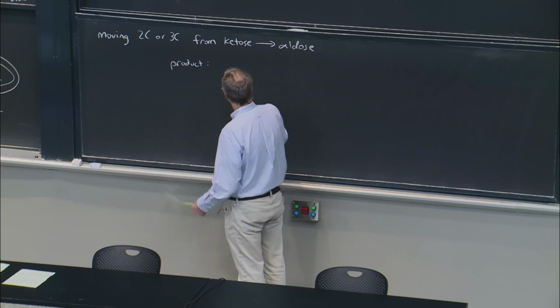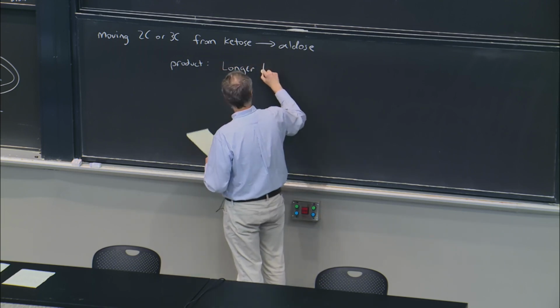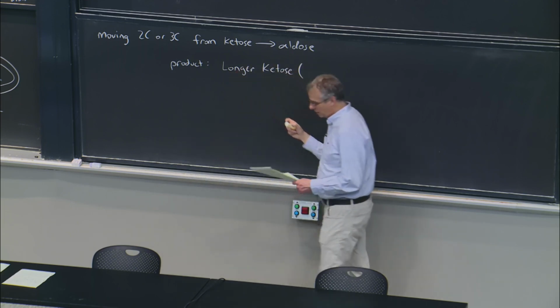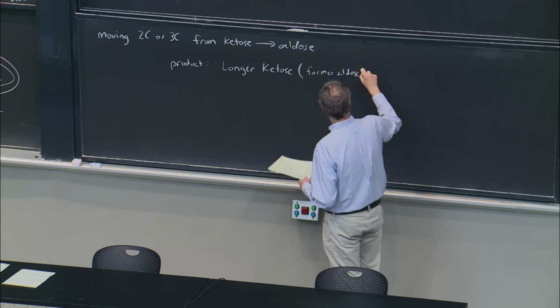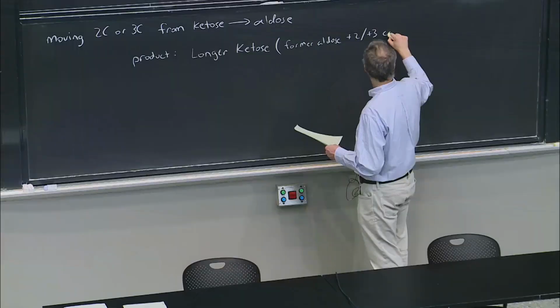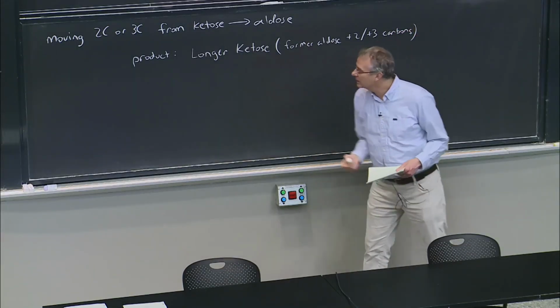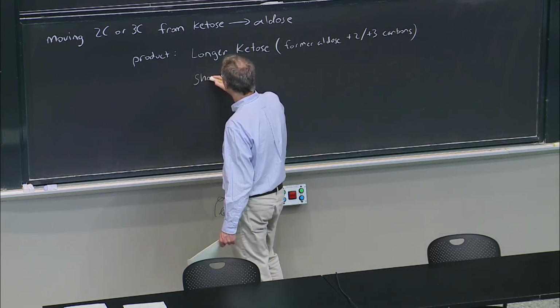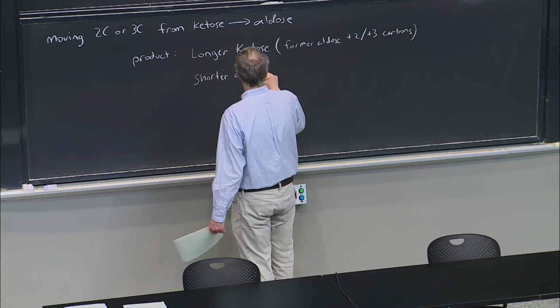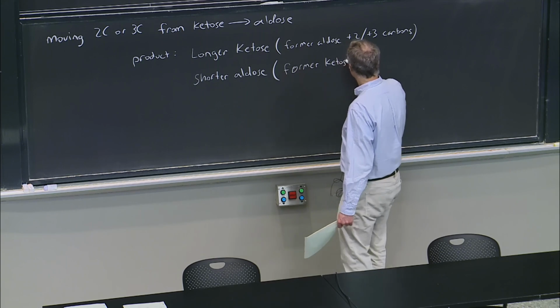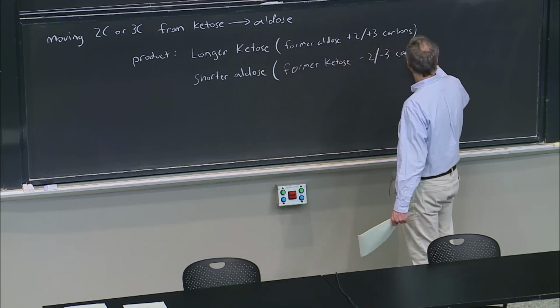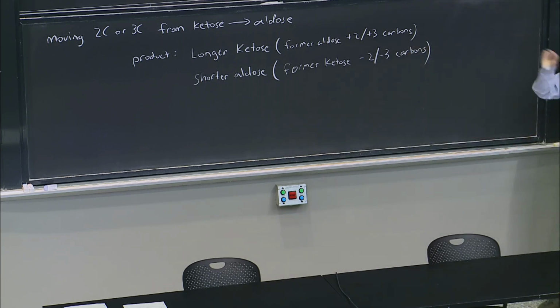And so that means that our product, when we do that, is we end up getting a longer ketose, okay? So our former aldose plus 2 or plus 3 carbons becomes a longer ketose, and then we end up getting a shorter aldose from the former ketose minus 2 or minus 3 carbons. Okay? So if you go and look at that, you will see in every single case where we're doing those 2 and 3 carbon swaps, we're effectively following that rule.